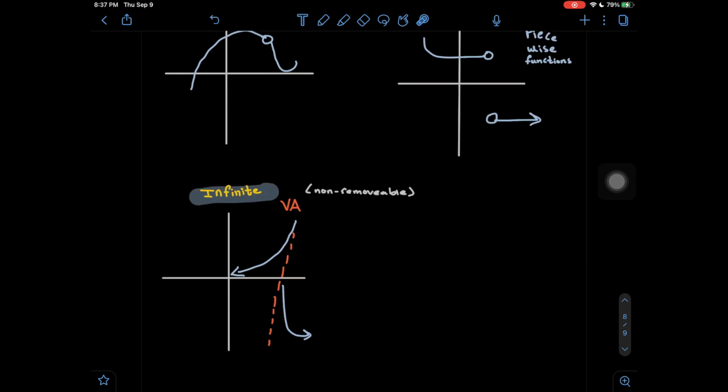Now, lastly, we have an infinite discontinuity, where we would have something like a vertical asymptote. And this is non-removable. There's no way of filling it in or fixing it and making this a continuous function. So it is a non-removable discontinuity known as infinite, where you can see values are just going infinitely, and there is an infinite discontinuity between the two line segments.